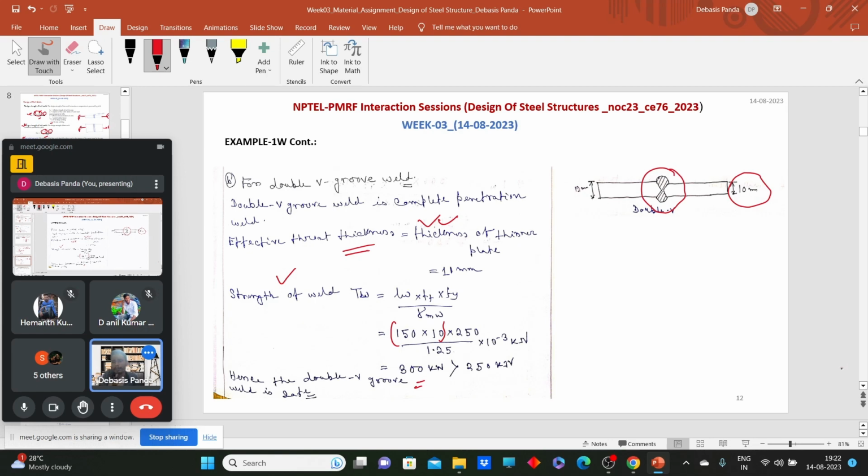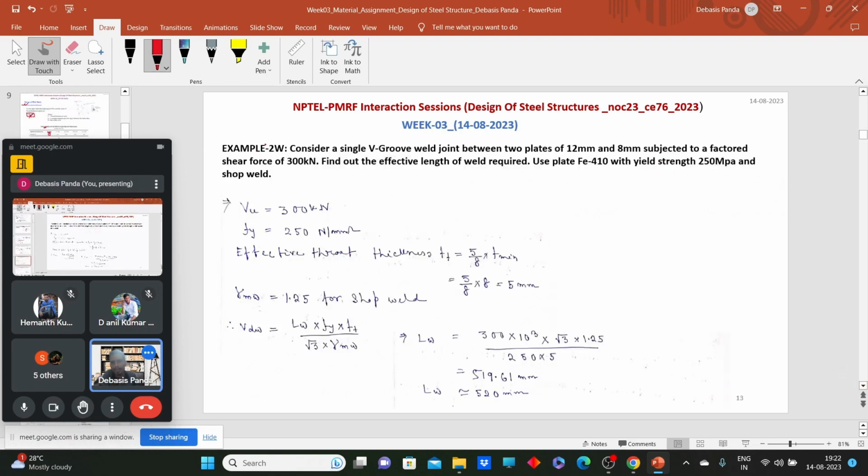Now this is for the tension case. What if shear force is acting? Here I have added an example where the same two plates are provided, but the shear force is applied. Now find out the effective length of the weld required. What is provided here? Is anything provided? Okay, the factored shear force is provided, and the yield strength is provided.